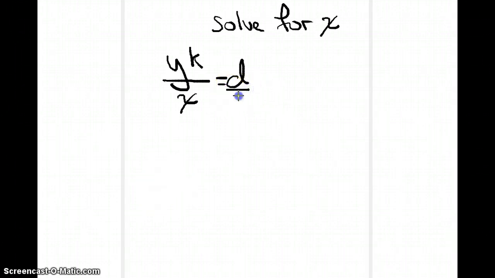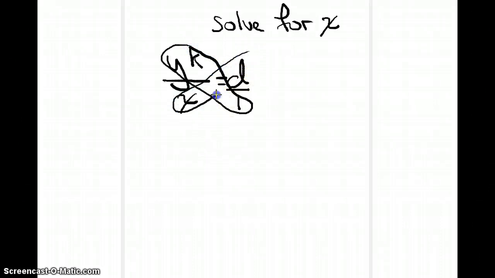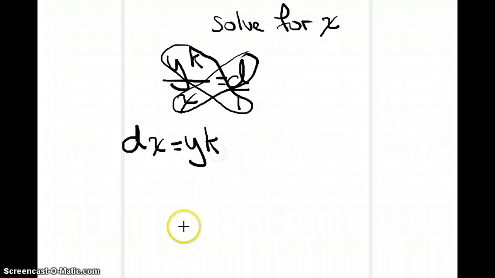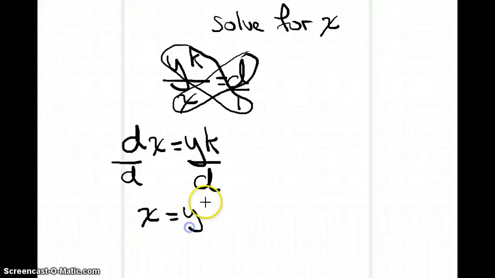Idea number one. I hope that you'll agree that that's a true statement. Remember from your ratio days, yk over x equals d over 1. We are allowed to cross multiply. And so I end up with dx equals yk. I'm solving for x. I divide by d, and I have x equals yk over d. Actually, that looked pretty simple, didn't it?